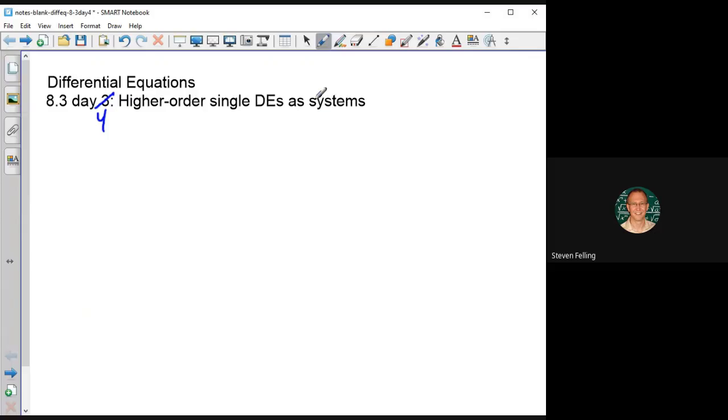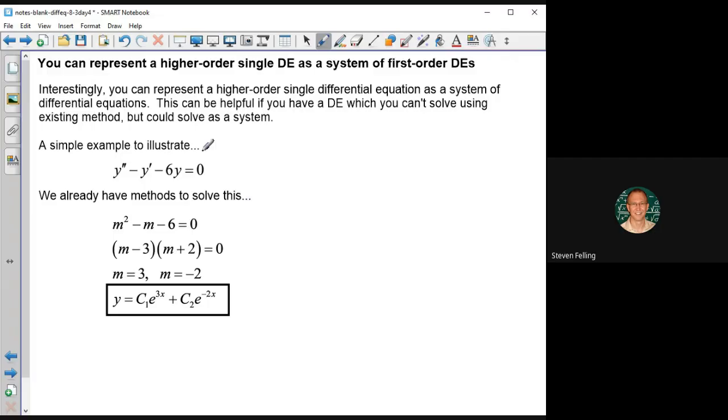Now, this topic is not really even mentioned in the textbook, but we're going to need this in our Octave unit where we learn Octave MATLAB programming. And that is that if you have a higher order differential equation, a single differential equation, interestingly, you can write that as a system of first order differential equations. And that turns out to be really helpful.